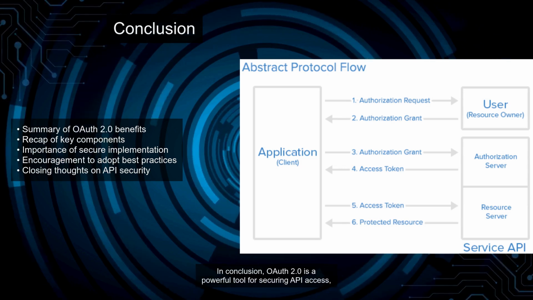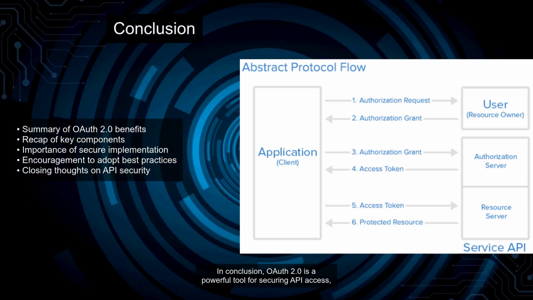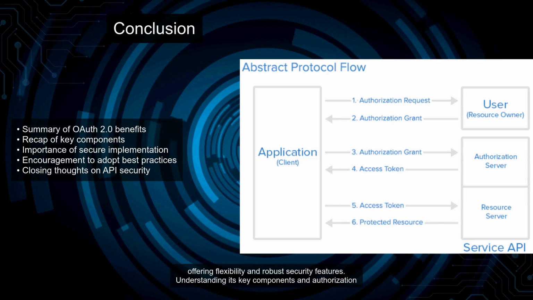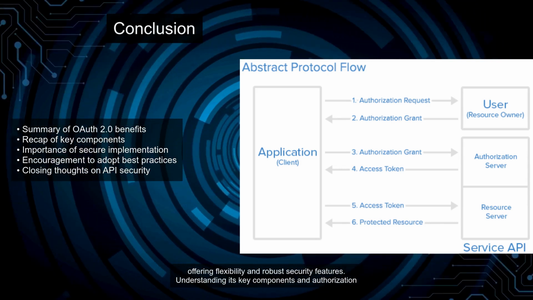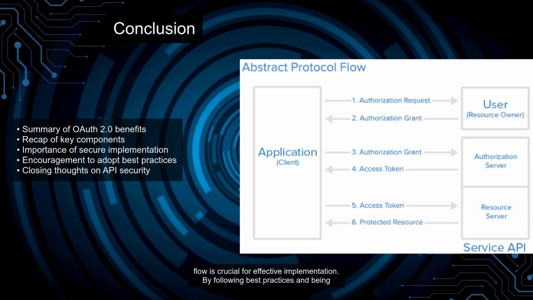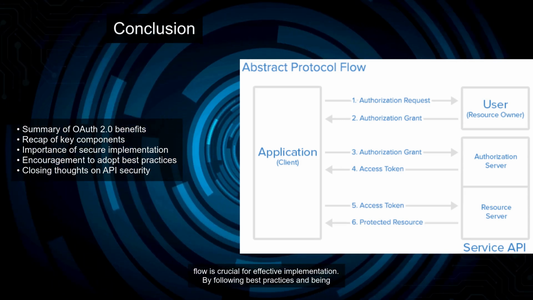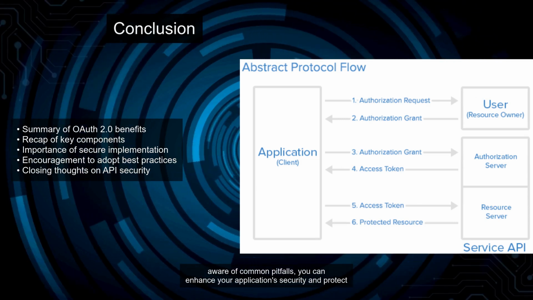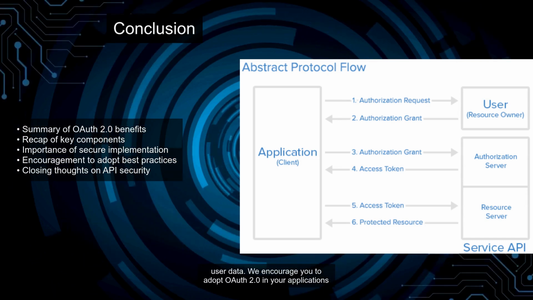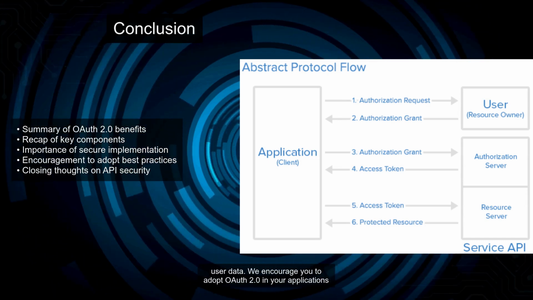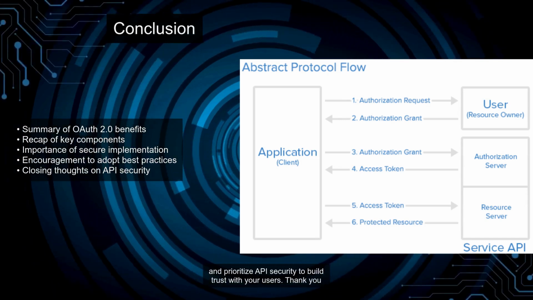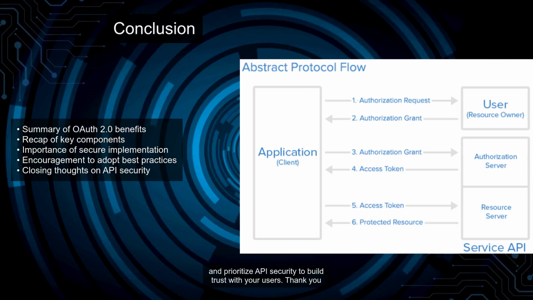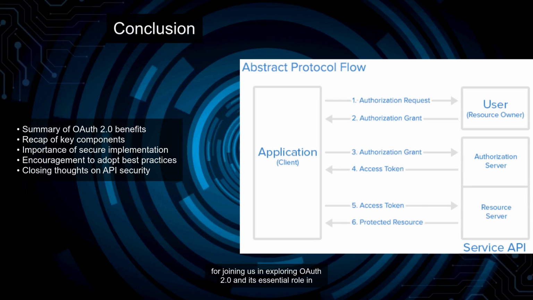In conclusion, OAuth 2.0 is a powerful tool for securing API access, offering flexibility and robust security features. Understanding its key components and authorization flow is crucial for effective implementation. By following best practices and being aware of common pitfalls, you can enhance your application security and protect user data. We encourage you to adopt OAuth 2.0 in your applications and prioritize API security to build trust with your users.